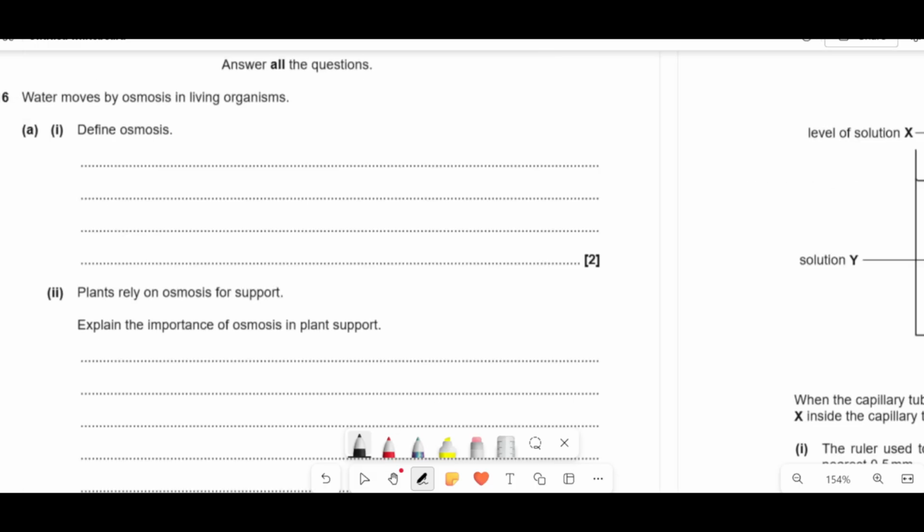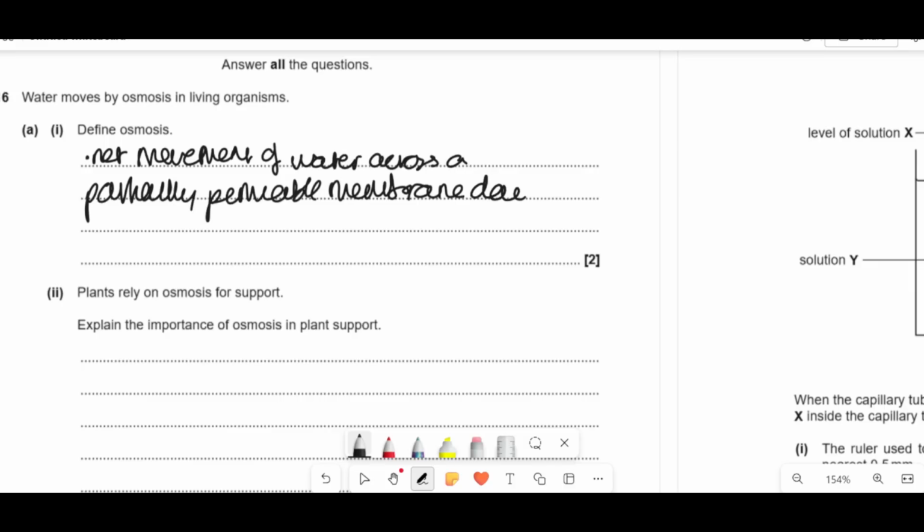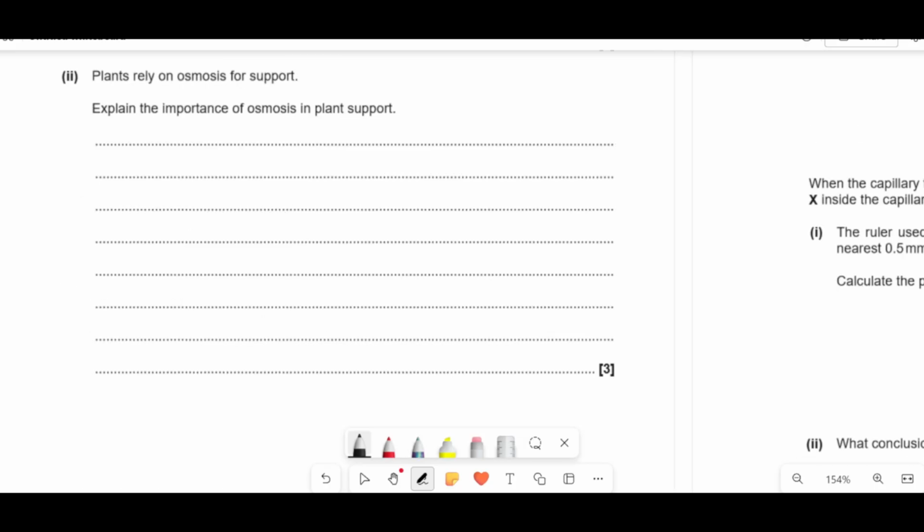So now it says define osmosis. So it should be 3 marks for you guys at this point. So it is the net movement of water across a partially permeable membrane down a water potential gradient. Plants rely on osmosis for support. Explain the importance of osmosis in plant support.